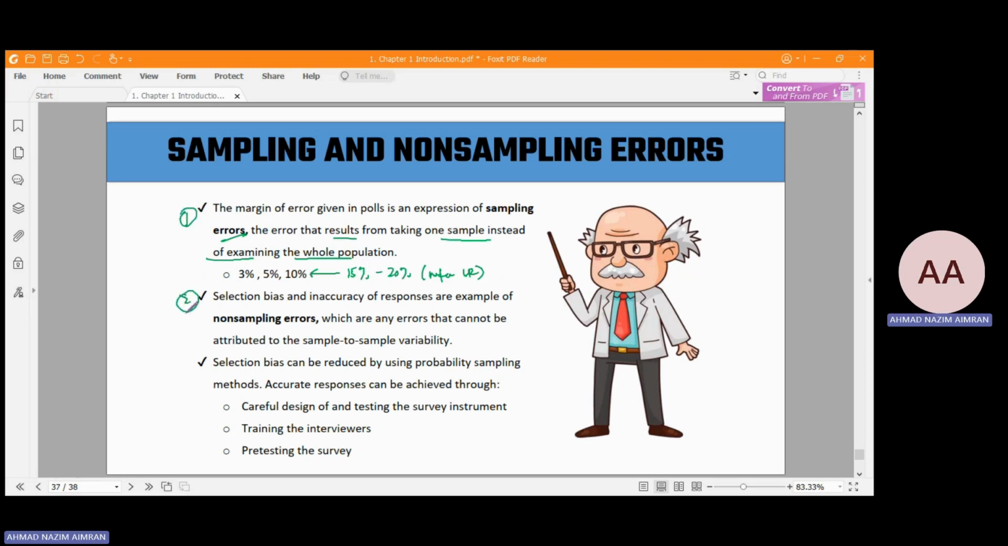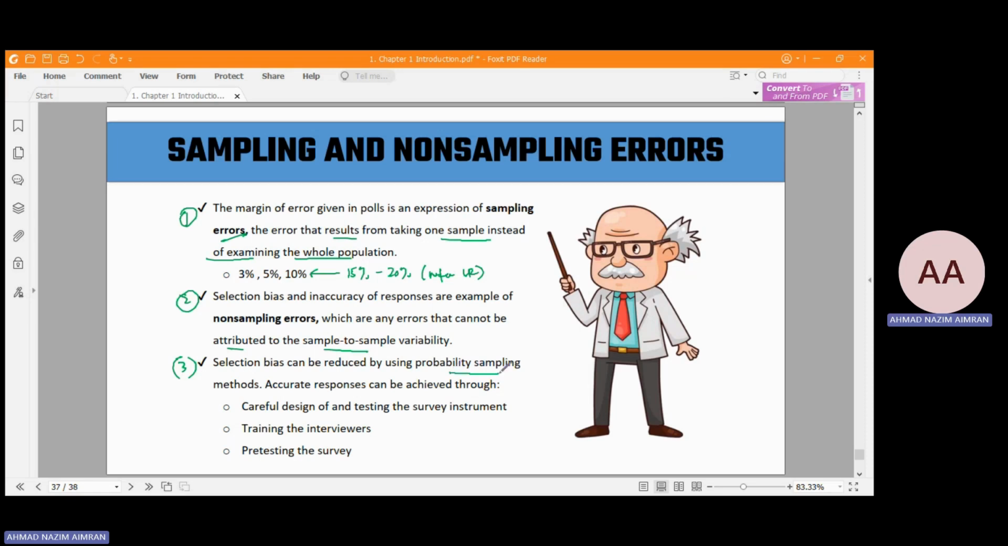The second one, selection bias and inaccuracy of responses are examples of non-sampling errors, which are any errors that cannot be attributed to the sample-to-sample variability. Okay, so we have also discussed about the selection bias. You should avoid the selection bias to make sure that the non-sampling errors in our study can be minimized. All right, and the last one is selection bias can be reduced by using probability sampling methods.